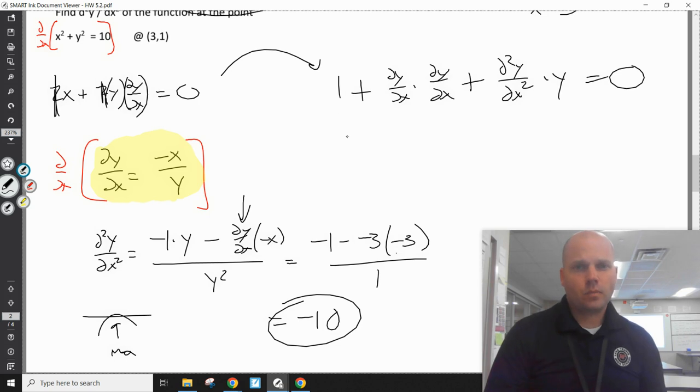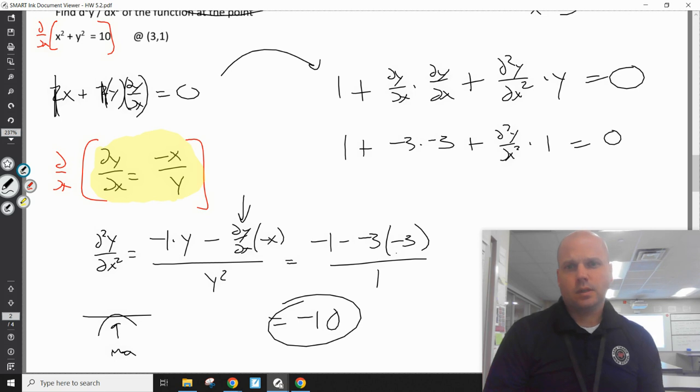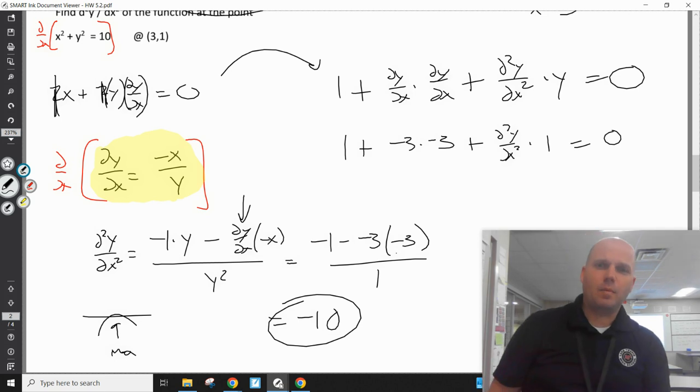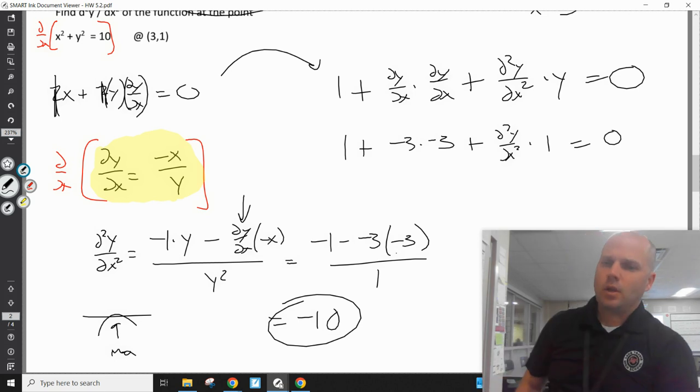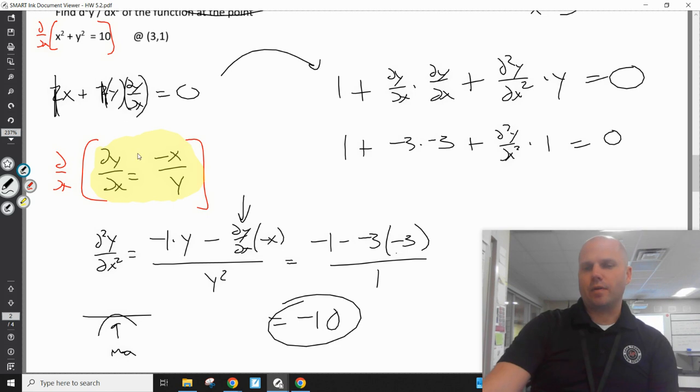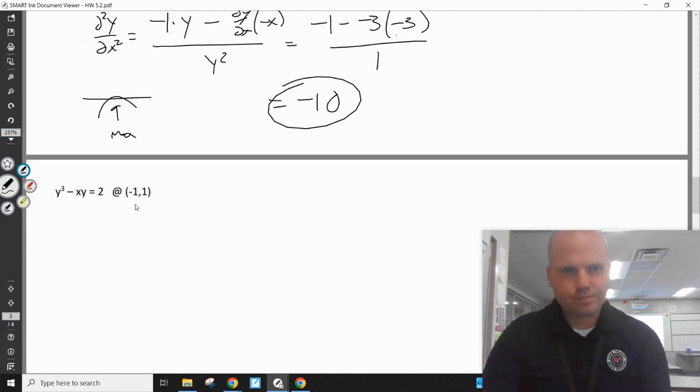Let's see. 1 plus -3 times -3 plus. Yeah, I get -10. I mean, it works. So you could take the derivative of your derivative, you just have to use the product rule. I think it's preferred to solve for dy dx.